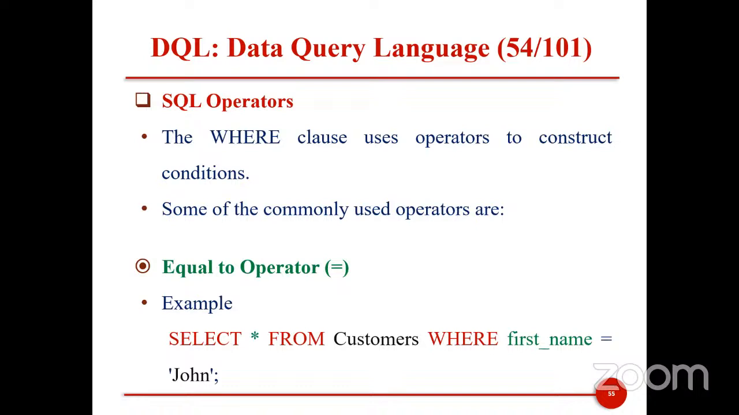For example, maybe I want to retrieve all the customers from the table called customers, but I want to retrieve only the male customers. That's when I can put the sex should equal to male. If I want the female ones, I can use female. So to show that it is equal, you use this particular operator, the equal sign.